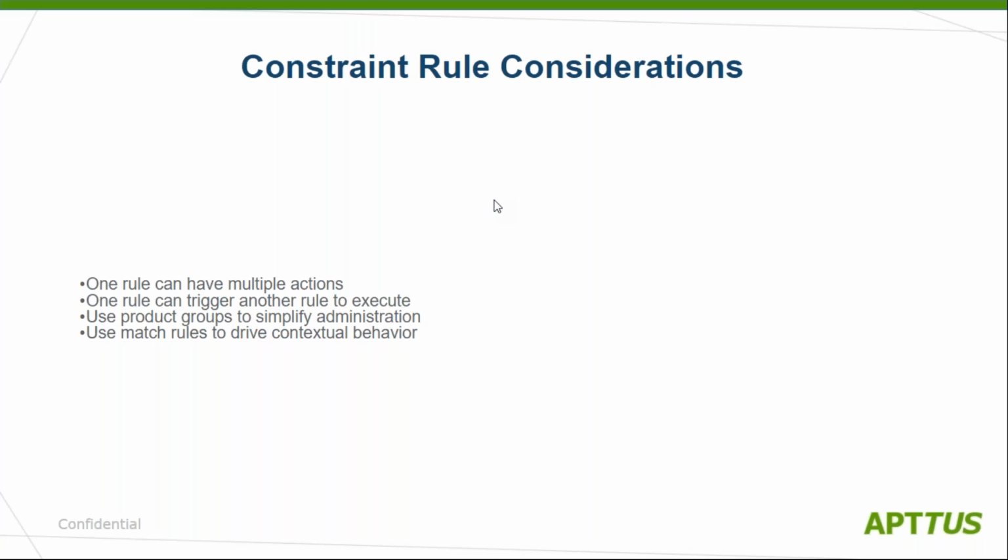That is the example that I just gave you. So one rule can have multiple actions. And the second point is that one rule can trigger another rule to execute. So the example is that there are three products: product A, product B, product C. One rule is doing this: whenever product A is selected, product B should be automatically included. And then there is another rule that if product B is included, then product C should be excluded. So that is an example of one rule triggering another rule.